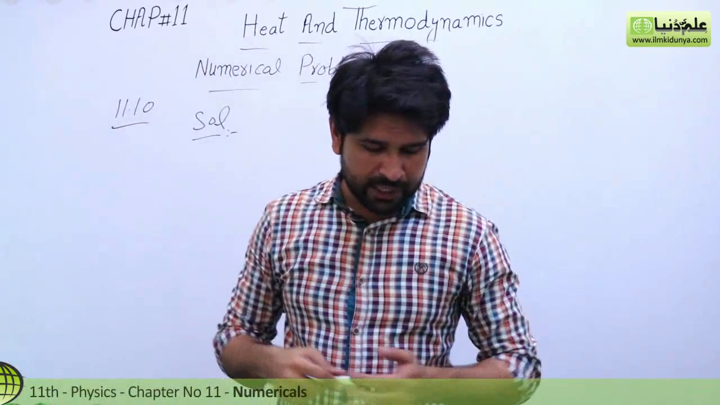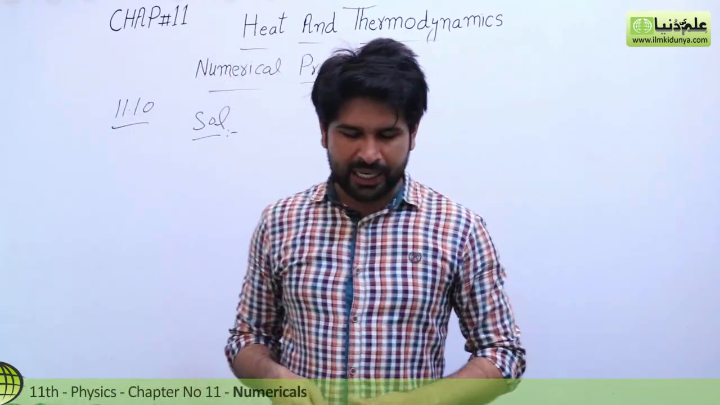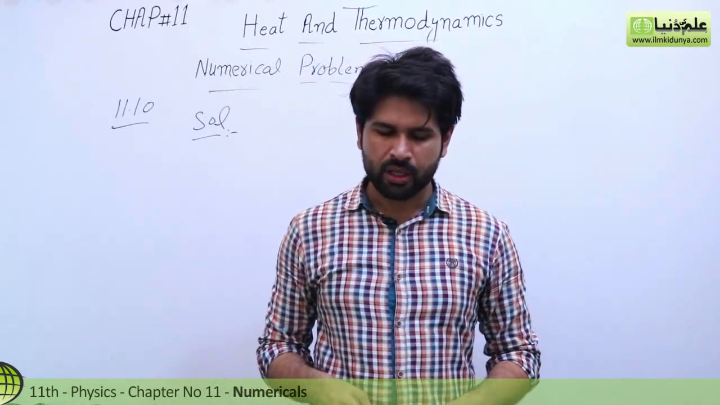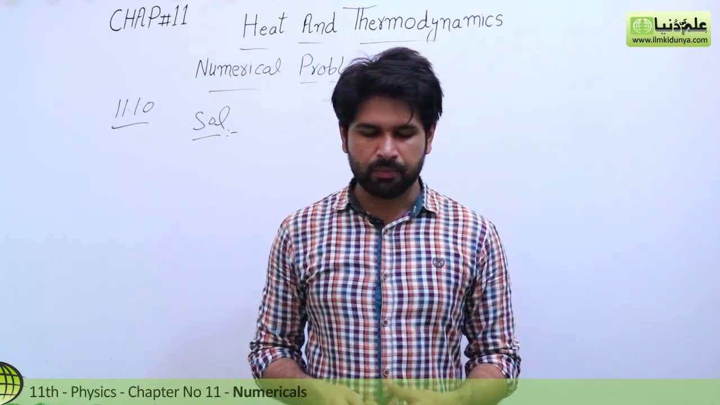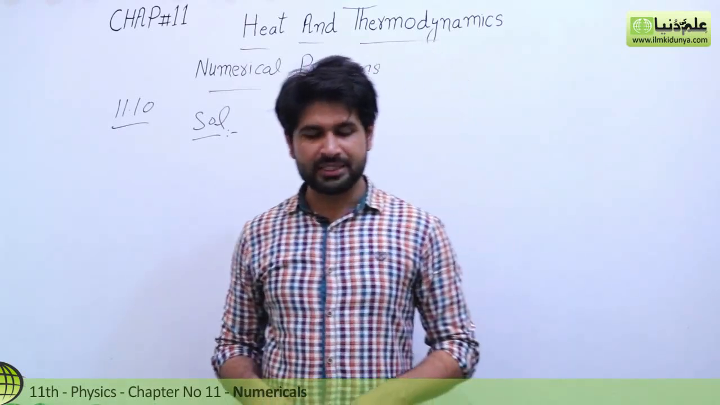First we will read the statement. A steam engine has a boiler that operates at 450 Kelvin. The heat changes water to steam, which drives the piston. The exhaust temperature of the outside air is about 300 Kelvin. What is the maximum efficiency of this steam engine?